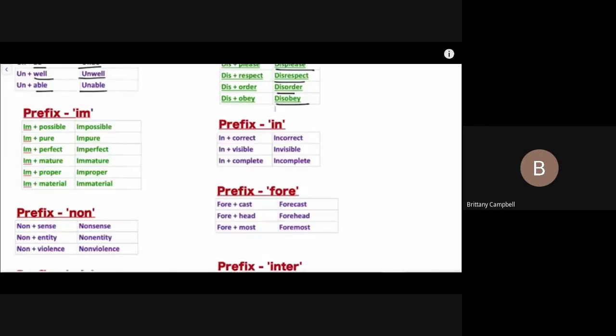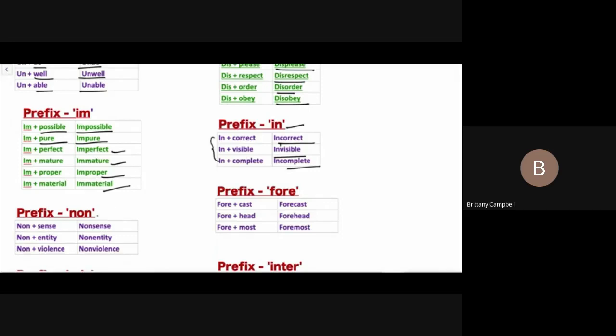Now let's see prefix im. When im is added to the word, it has changed the meaning of it. So im plus possible will become impossible. Im plus pure, impure. Im plus perfect, imperfect. Im plus mature, immature. Im plus proper, improper. Im plus material, immaterial. Now let's see prefix in. In plus correct will become incorrect. In plus visible, invisible. In plus complete, incomplete. So this is the prefix in.